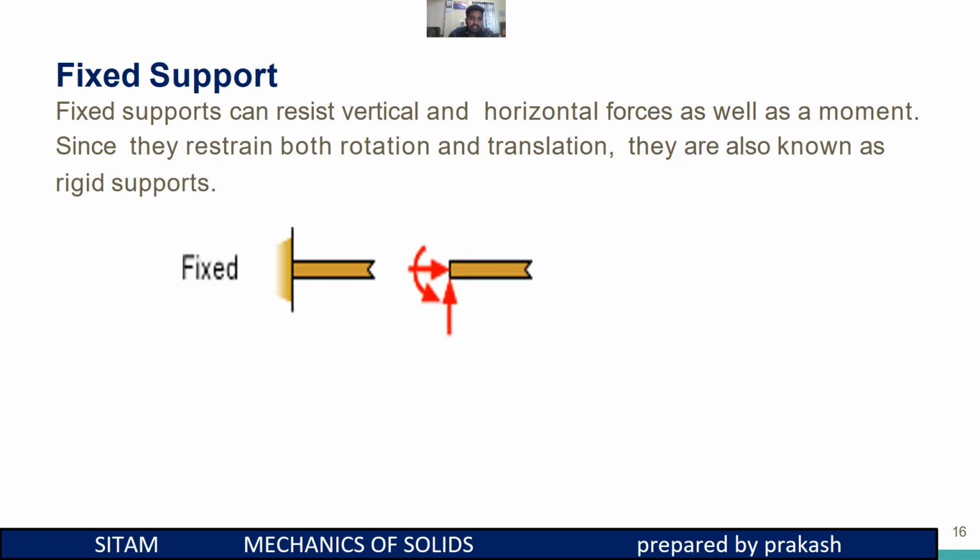And the third one is the fixed support. A fixed support can resist both vertical and horizontal forces as well as moment. That means it restricts both rotation and translation. These fixed supports are also known as rigid supports.